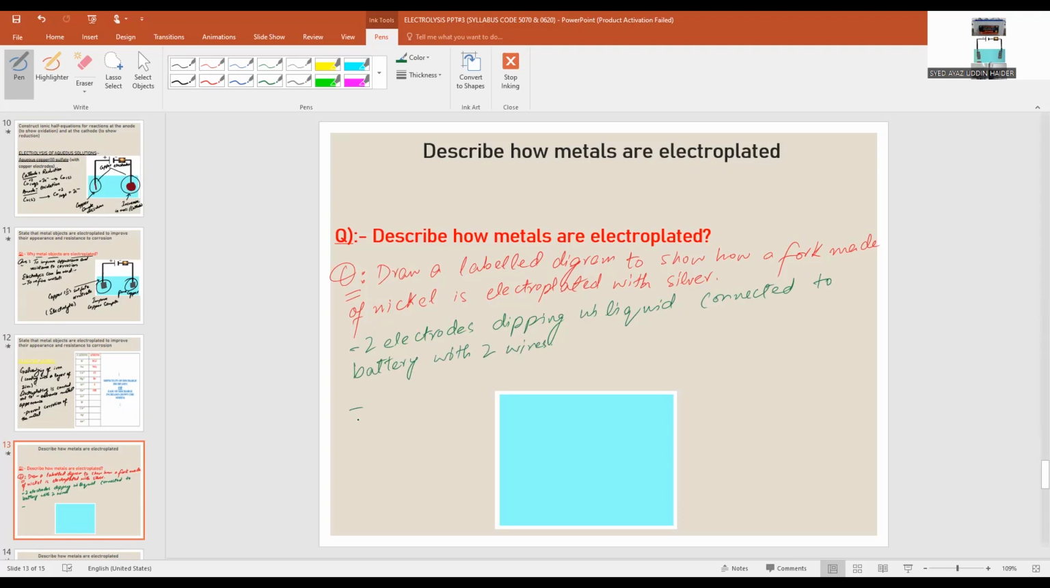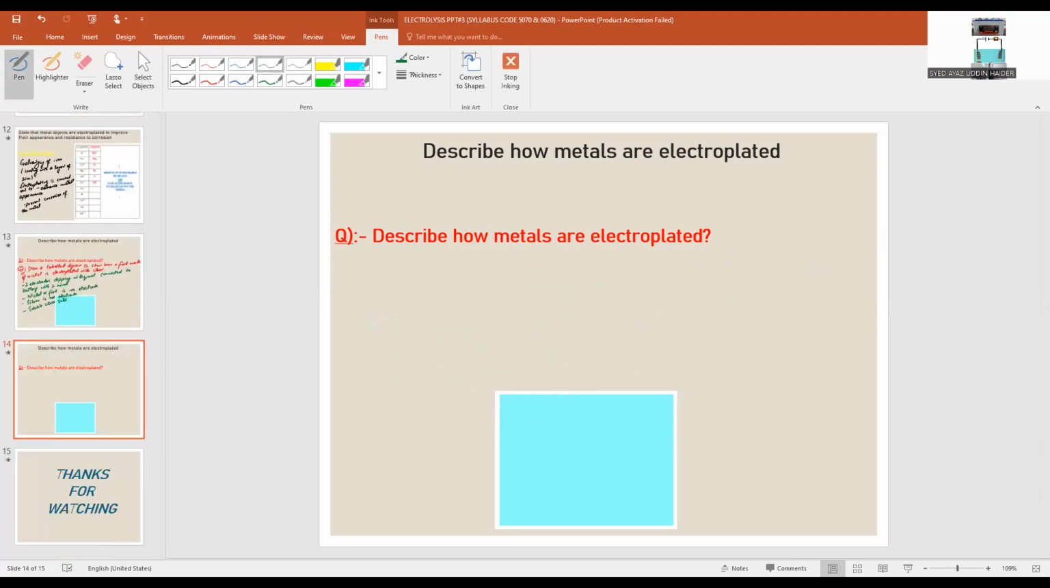The nickel fork is the negative electrode, which is the cathode. And silver is the positive electrode. The electrolyte is labeled as a soluble silver salt, like silver nitrate or silver sulfate.